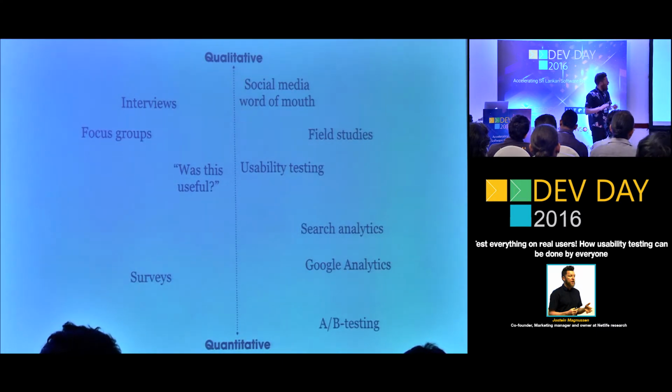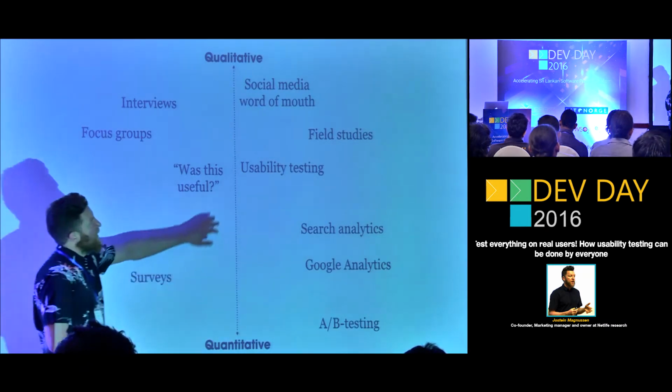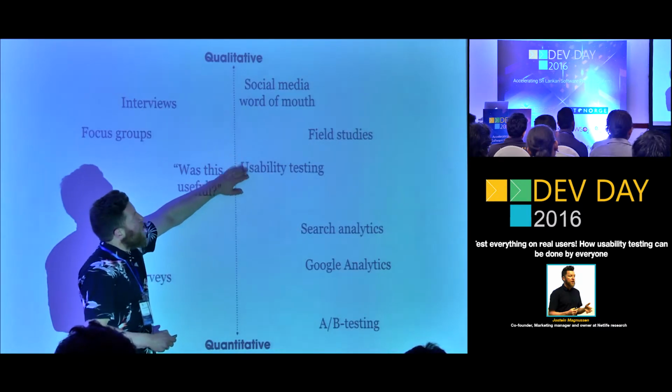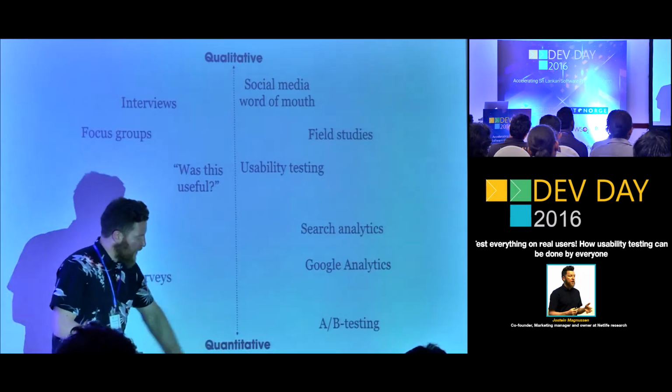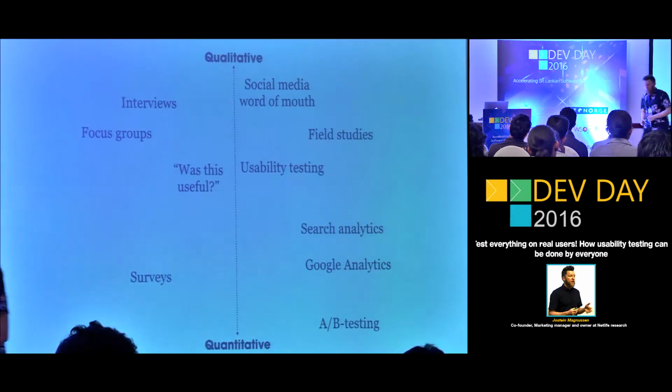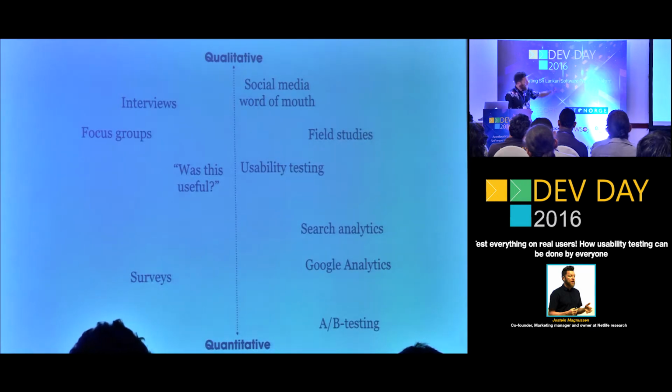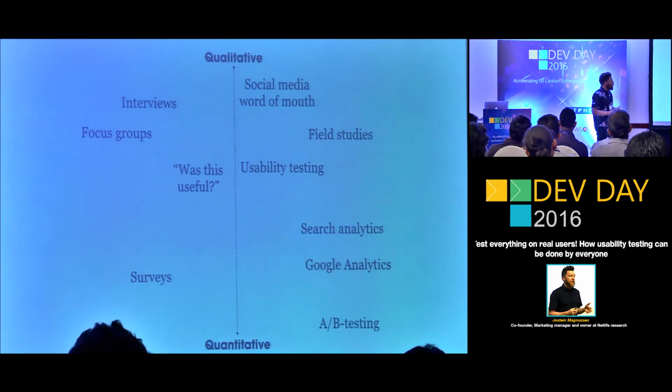I'm going to talk a little bit about the different methods later, but usability testing is towards the qualitative, though some also use it a little bit quantitatively by counting the number of people that experience a problem, etc. So you have a lot of different methods used in our field of usability, but usability testing is one of the most important tools we use when we develop stuff.